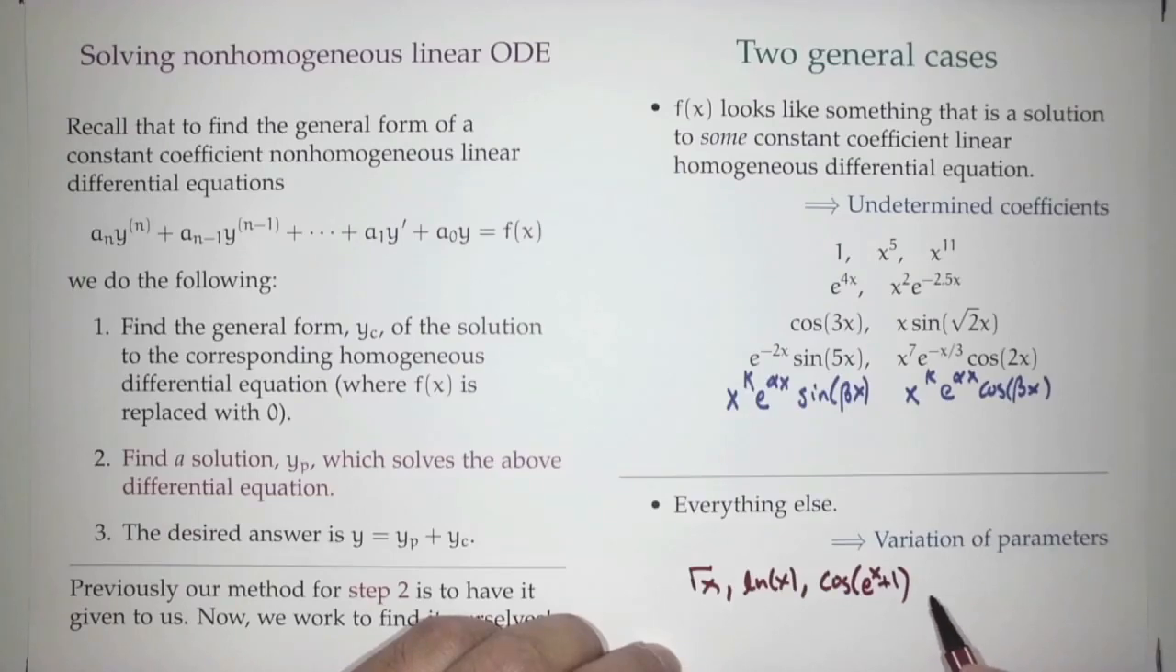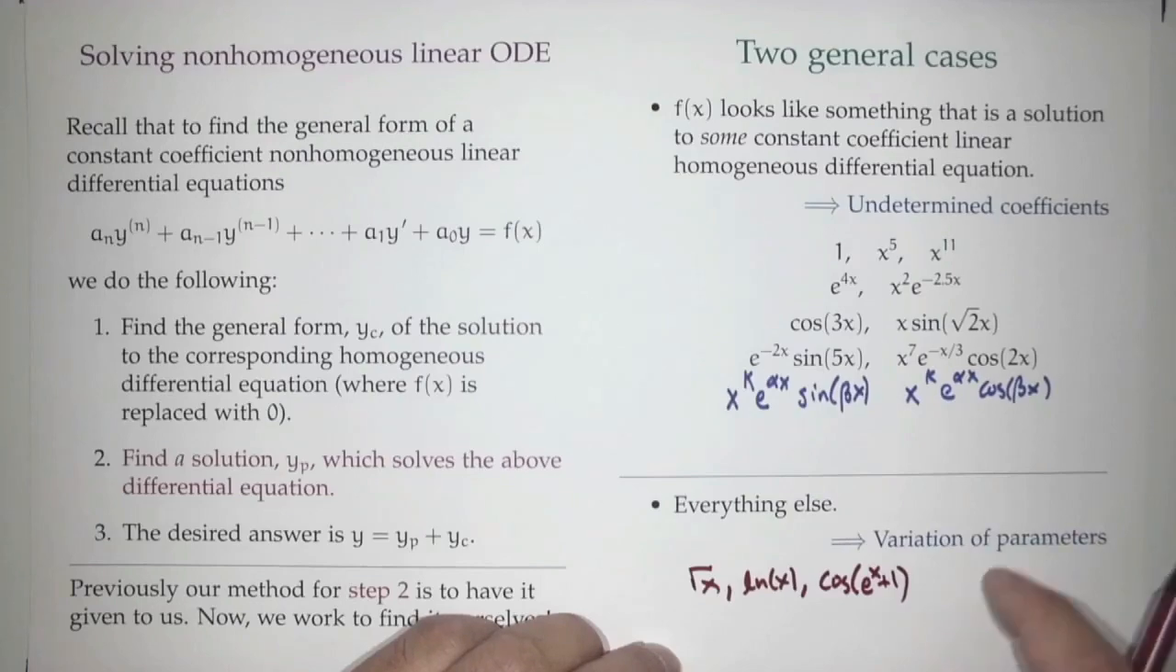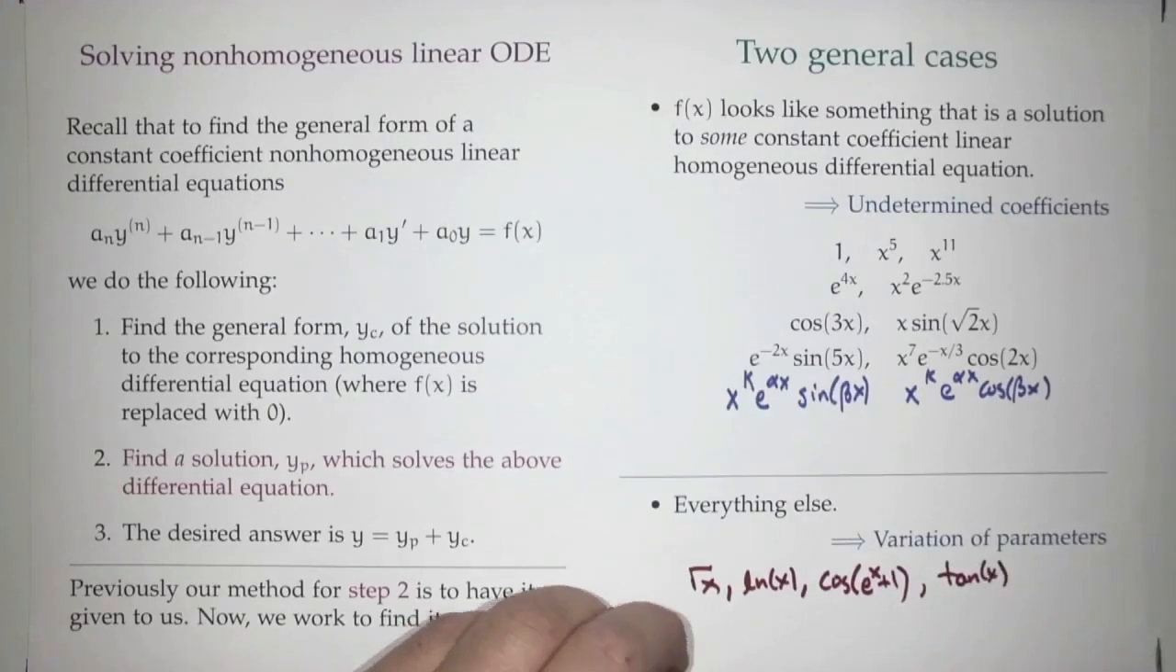Okay, how about tangent? Where does tangent fit in? Is it here, or is it here, or is it in the everything else? It's in the everything else. And you might say, well, what's so bad about tangent versus sine and cosine? Now, think about what happens when you take the derivatives of sine and cosine. You look like cosines and sines, right? And so you basically look the same.